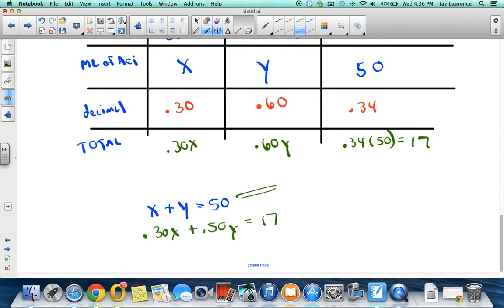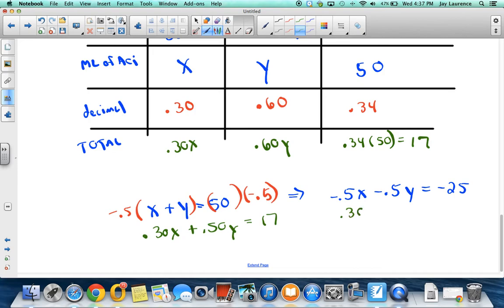Okay, now here I'm going to go ahead. I'll tell you what. I'll do this one by elimination. I'm going to multiply the blue equation through by a negative 0.50, because that's not too bad to deal with. So negative 0.5 and a negative 0.5. All right, so my blue equation turns into negative 0.5x minus 0.5y, and that'll equal negative 25. Okay, the green equation hasn't changed.